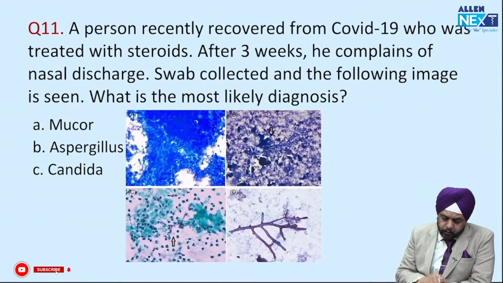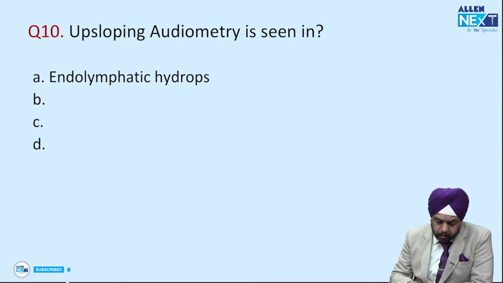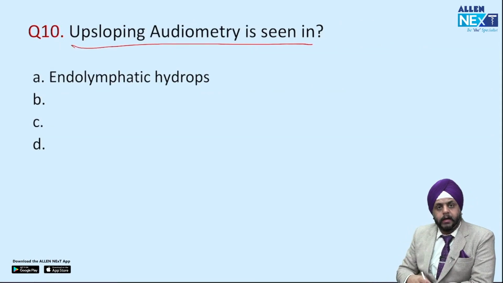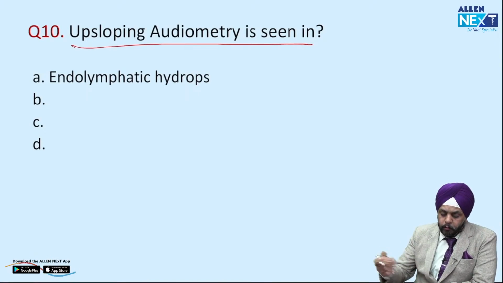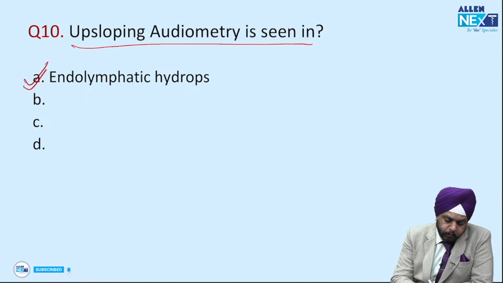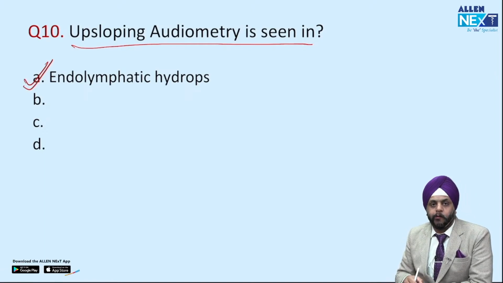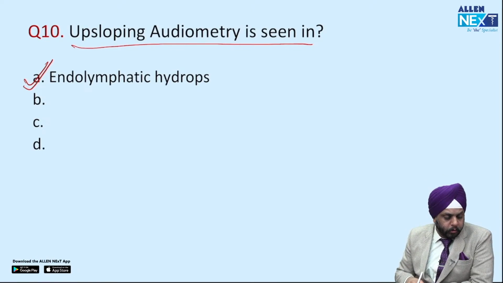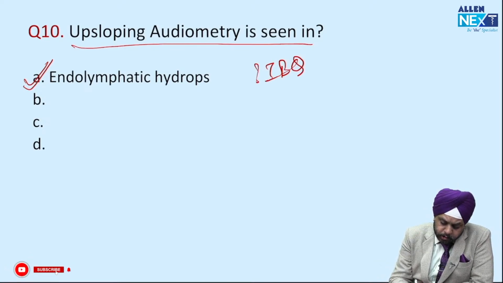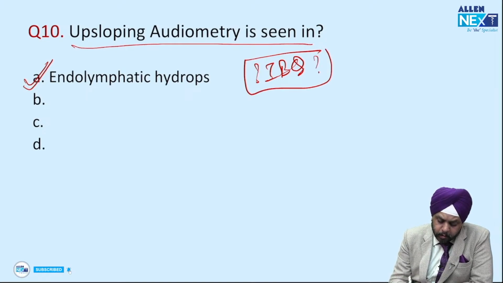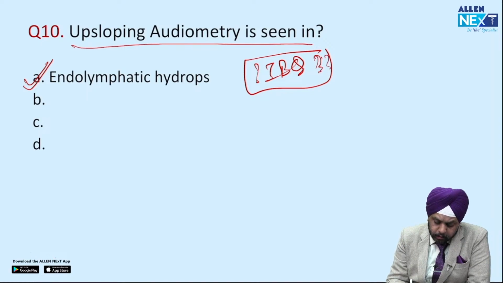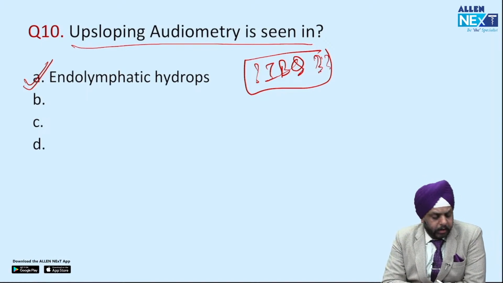All right, let's go to the next question. I think I have marked question number 10 over here. Upsloping audiometry is seen in. So we know that upsloping audiometry is seen in endolymphatic hydrops. So that was the option, students remember. It's a pretty straightforward question, right? Whether it was an image-based question or a straightforward one-liner, I am not sure. So just let me know, because students just told me, sir, that this question came in the exam.